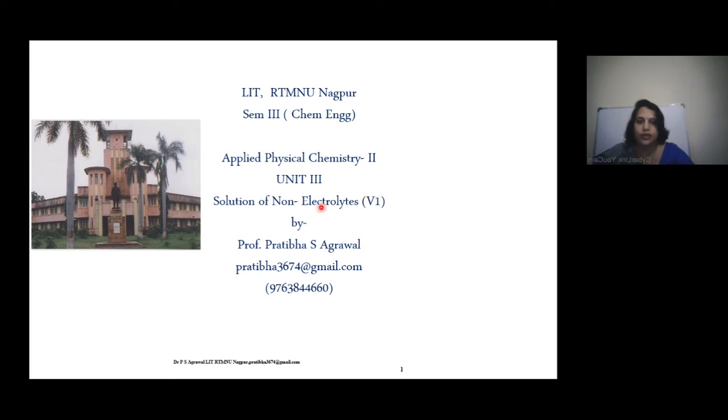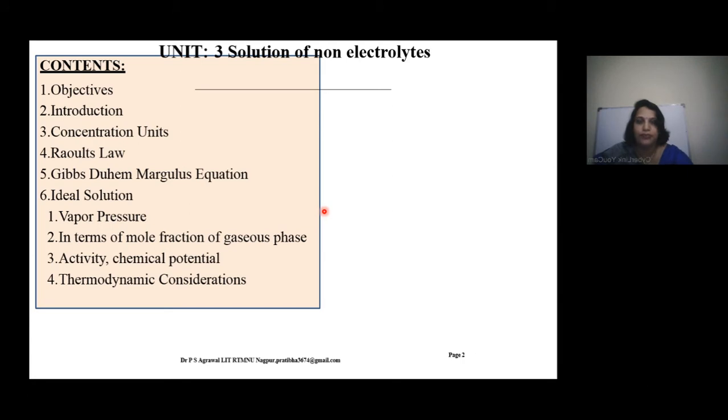Good morning. We are going to discuss our Unit 3, that is the solution of non-electrolytes. In this, we are going to see the various concentration units we are using in our life, in our laboratories. Then Raoult's law, then the Gibbs-Duhem-Margules equation. Then we will see the ideal solution: vapor pressure in terms of mole fraction of the gaseous phase, activity, chemical potential, and its thermodynamic consideration.